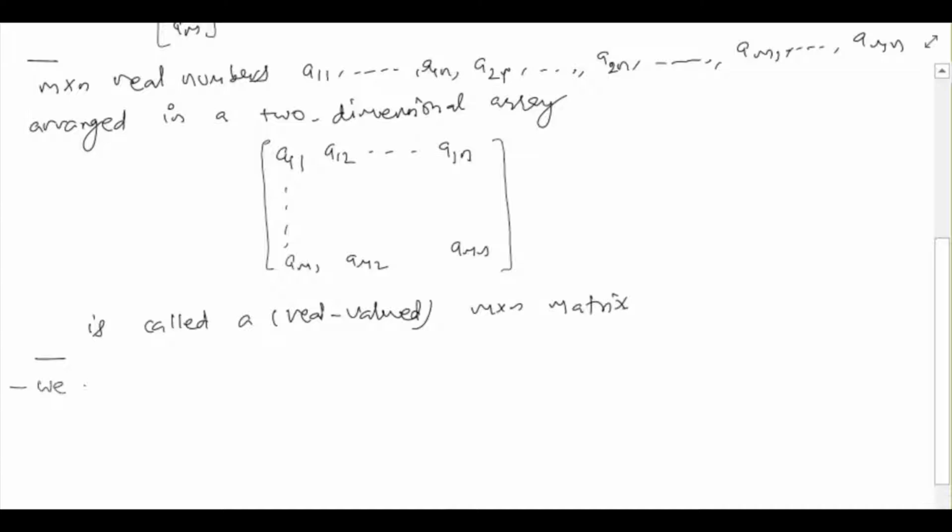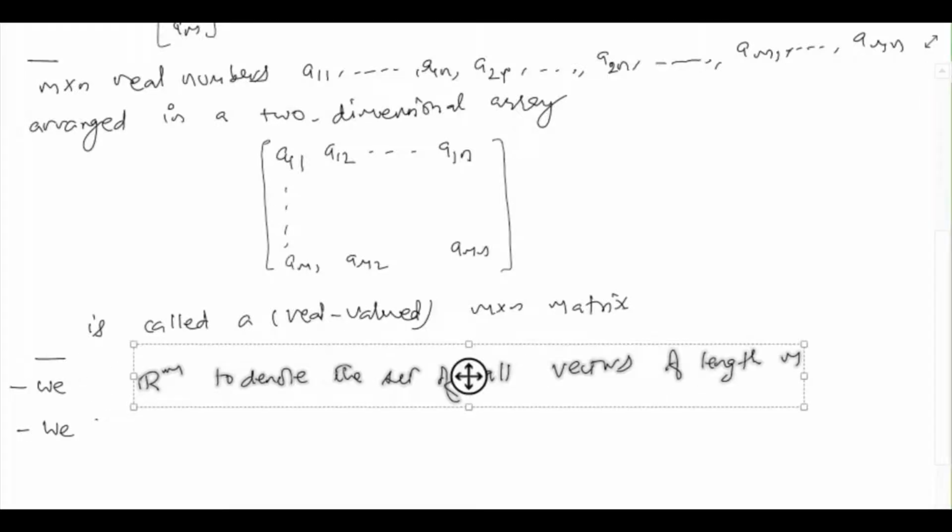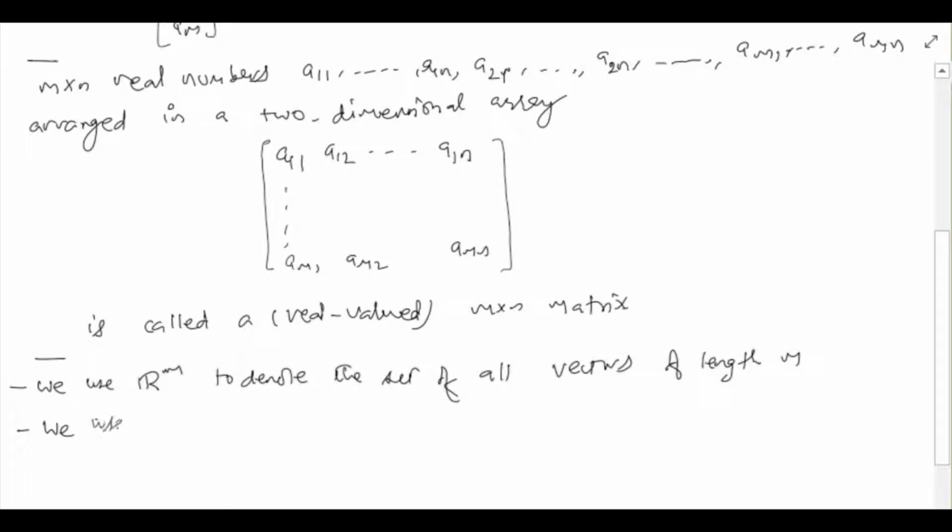We use R^m to denote the set of all real valued vectors of length m, and similarly we use R raised to m cross n to denote the set of all real valued m cross n matrices.